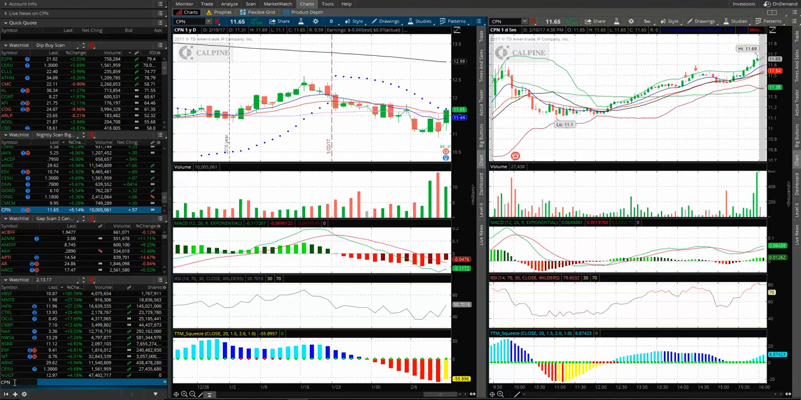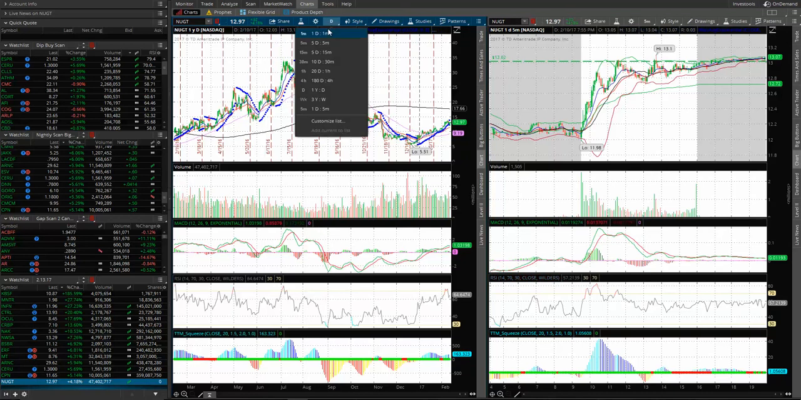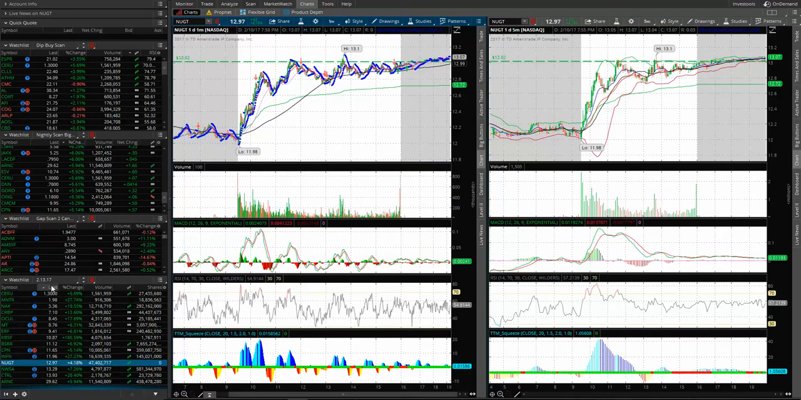CPM. So these are the stocks that are on the watch list for Monday. I wish that some of these stocks were filtered down. Some of these stocks are pricey. A lot of these stocks are pricey.